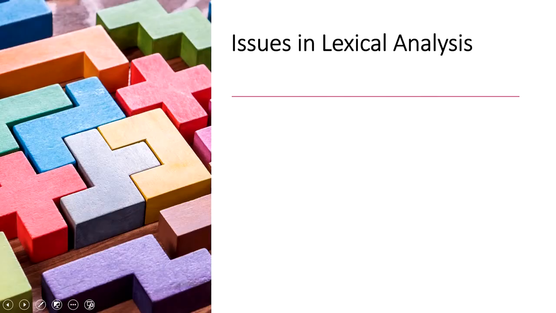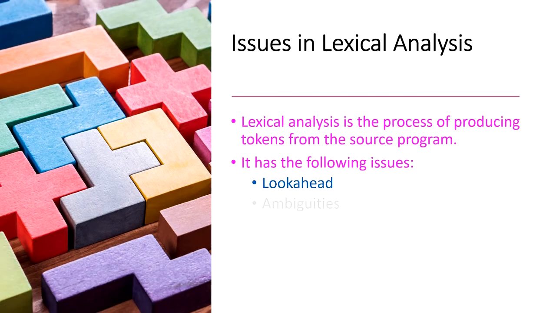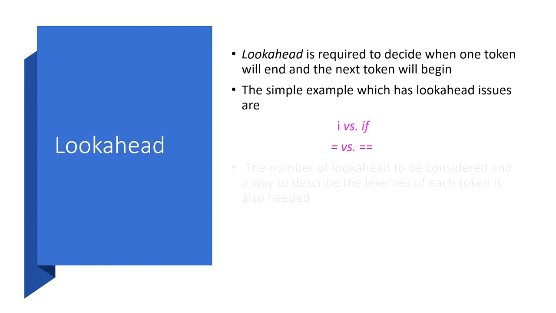Next, let us see the issues in lexical analysis. So lexical analysis is the process of producing tokens from the source program. It has the following issues. First issue, look ahead. Second, ambiguities. What does look ahead mean? Look ahead is required to decide when one token will end and the next token will begin. The simple examples which have look ahead issues are I versus if and equal to versus double equal to.